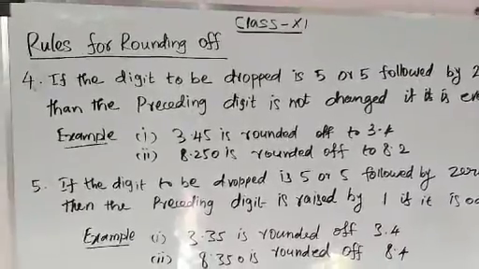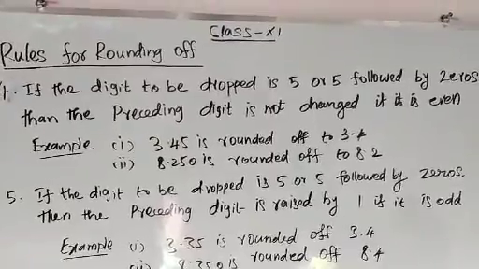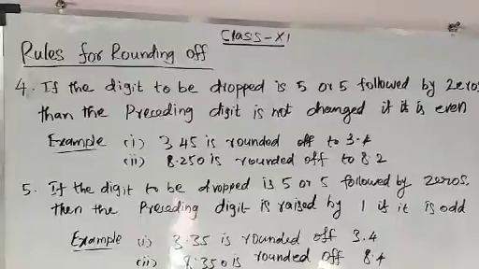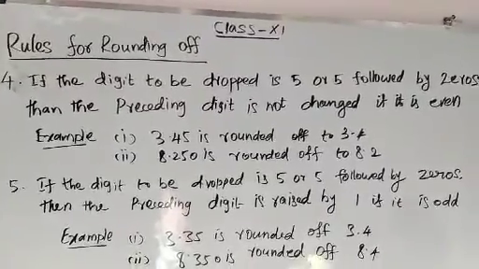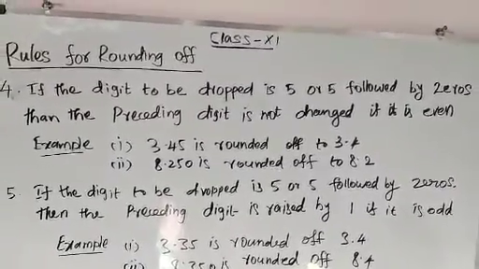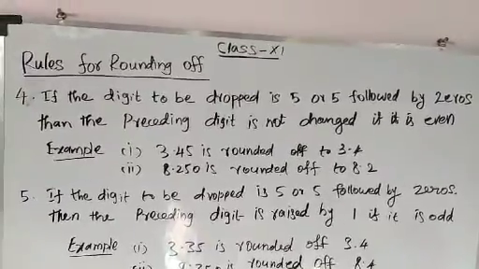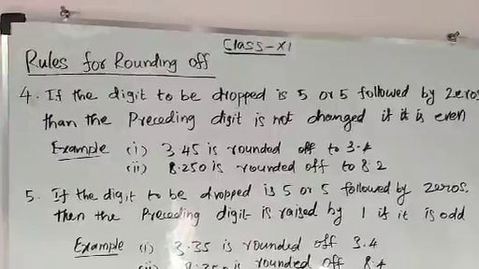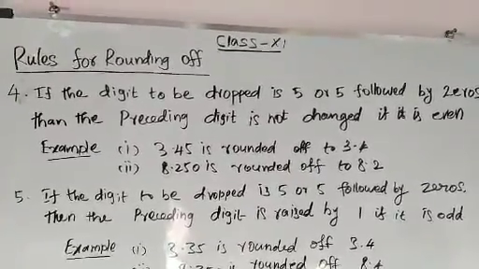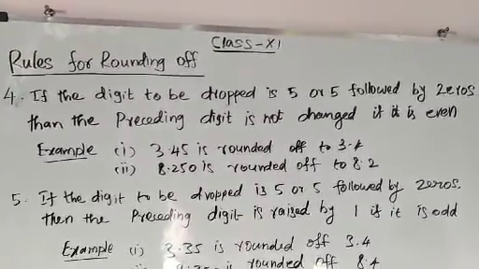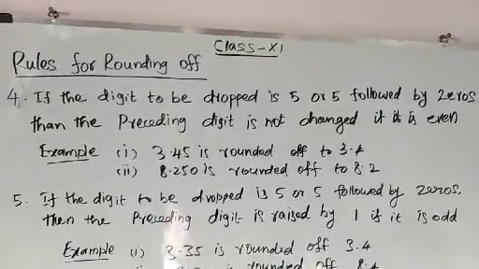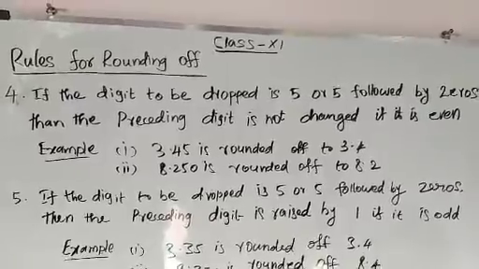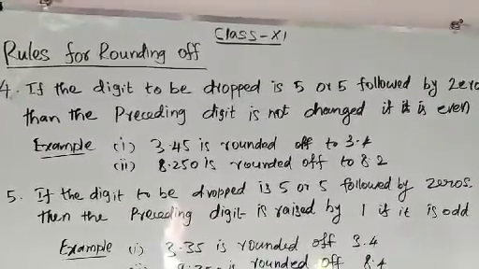Fourth point: if the digit to be dropped is 5 or 5 followed by zeros, then the preceding digit is not changed if it is even. So example, 3.45. In this example, the last digit is 5, but before the 5 it's even, so without changing the number, drop the last digit, you should write 3.4.